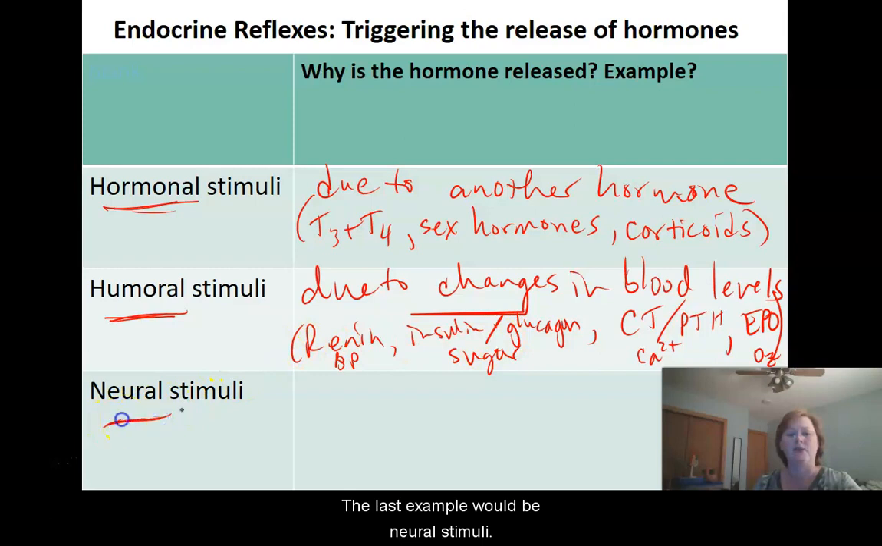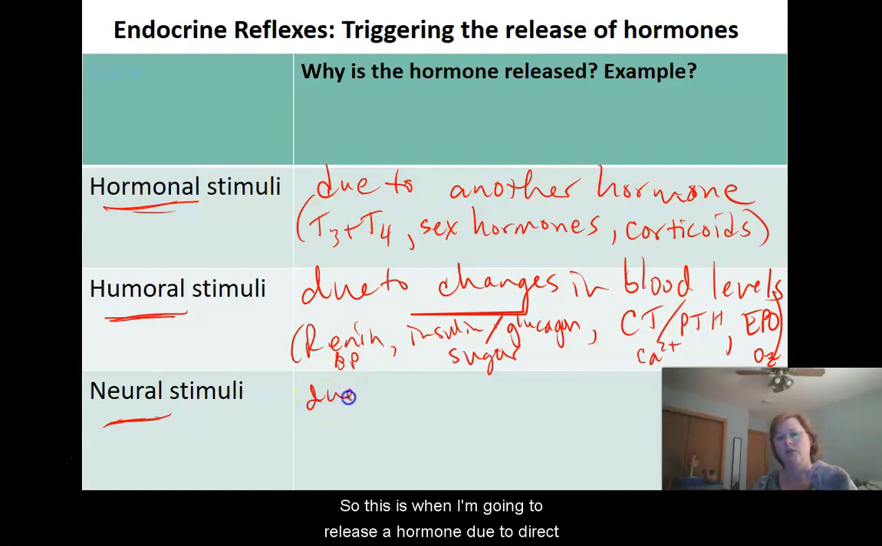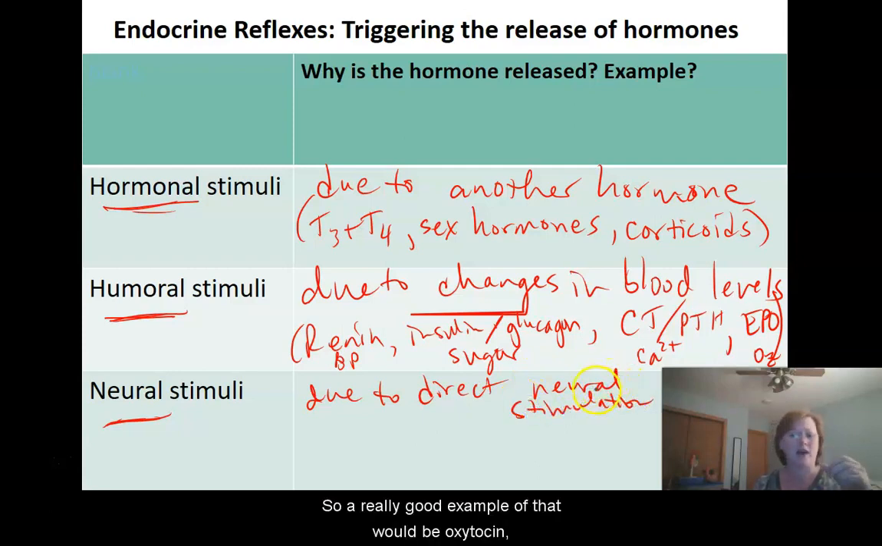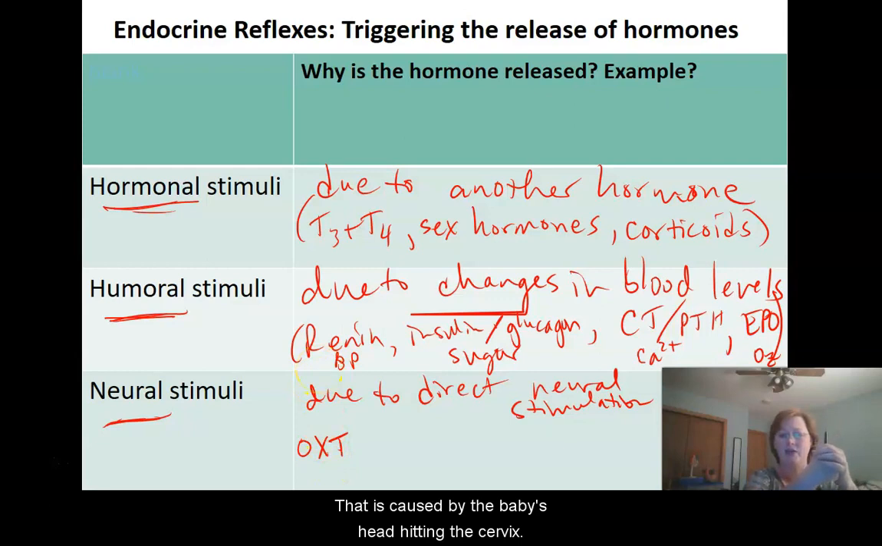The last example would be neural stimuli. So this is when I'm going to release a hormone due to direct neural stimulation. So a really good example of that would be oxytocin, which causes smooth muscle contractions during labor. That is caused by the baby's head hitting the cervix. So that's direct neural stimulation, sending a signal to the brain through a neuron and causing the release of oxytocin.